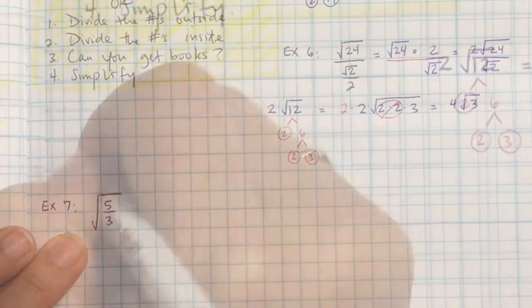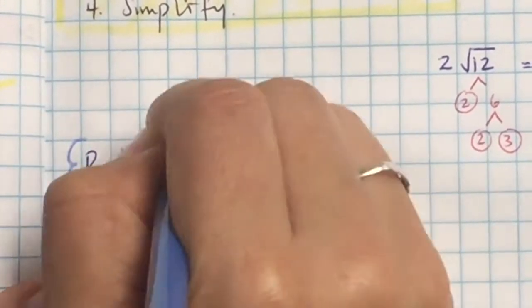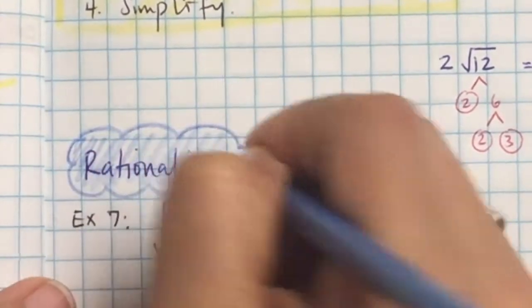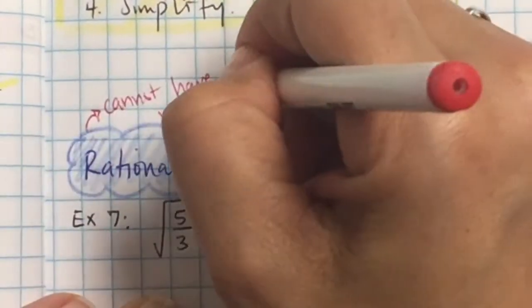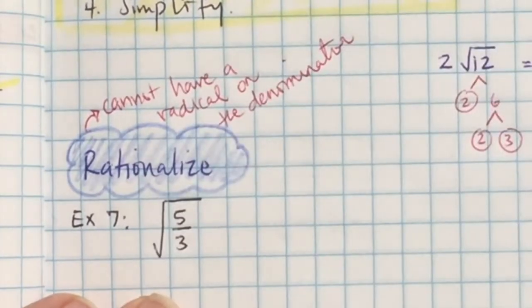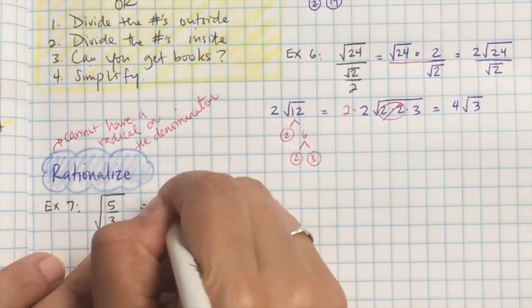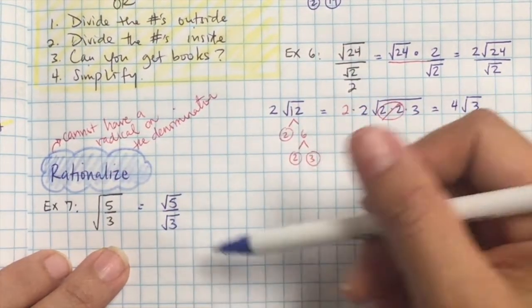Sometimes with dividing, you're going to have to rationalize the denominator. And what that means is basically you cannot have a radical on the denominator. So rationalize means you cannot have a radical on the denominator. So I'm going to teach you how to get rid of it. It's really easy. This is a listening check. Color in: cannot have a radical on the denominator. Alright, so all you're going to do is we can separate that to radical 5 over radical 3.